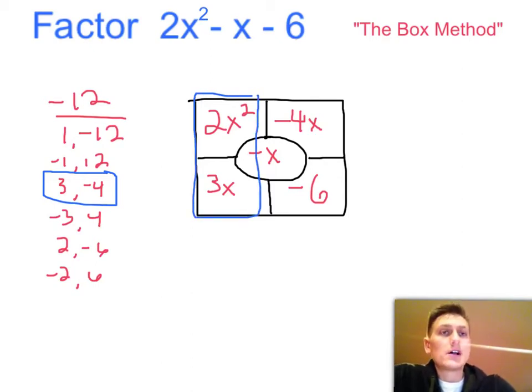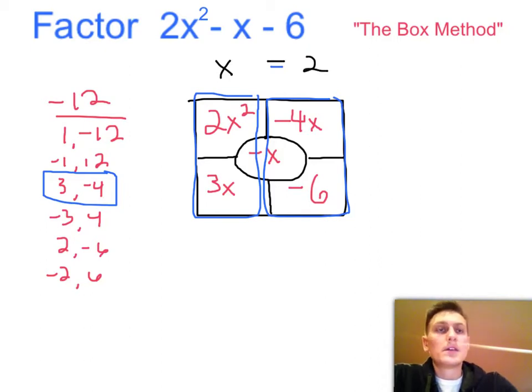If you look at the first column of 2x squared and 3x, the greatest common factor there is x. Looking at the second column, the greatest common factor between negative 4 and negative 6 is, in fact, negative 2. If you look at the first row, the greatest common factor between 2x squared and negative 4x is 2x. In the second row, the greatest common factor between 3x and negative 6 is positive 3.